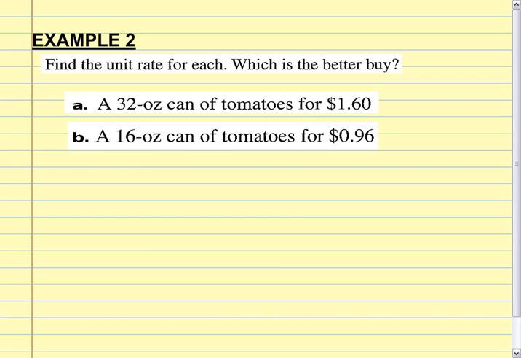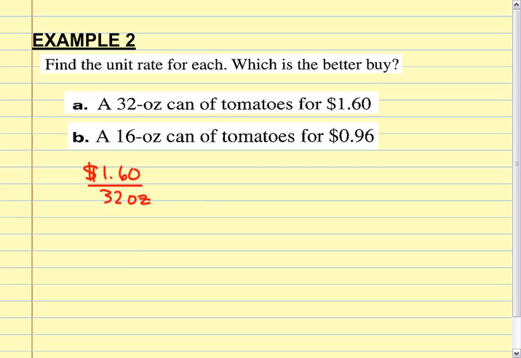Number 2, find the unit rate for each. Which is the better buy? Raise your hand. What do I do here? How do I find a unit rate? And it said for each one of them. How do I find the unit rate for the first one there, Elizabeth? I need to write it as a fraction. What should go on top, Elizabeth? The money. And what does that give me? $1.60. And what should go on the bottom? 32 ounces. Now remember, this is a unit rate, so our units aren't going to change.